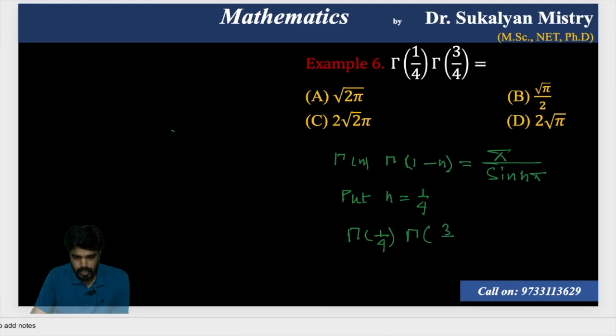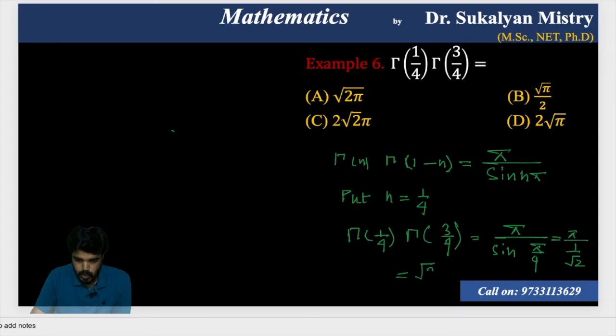Okay, so that is pi by sin n pi, that is pi by sin of pi by 4, sin 45 degrees, which is 1 by root 2. So that is pi divided by 1 by root 2, so that is root 2 pi. Okay, so the answer will be root 2 pi.